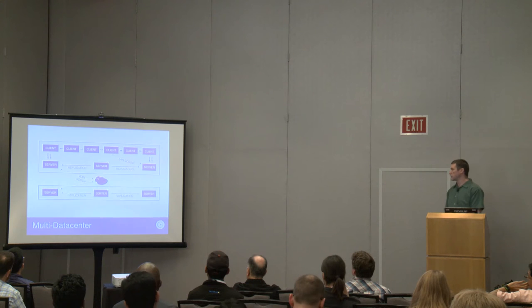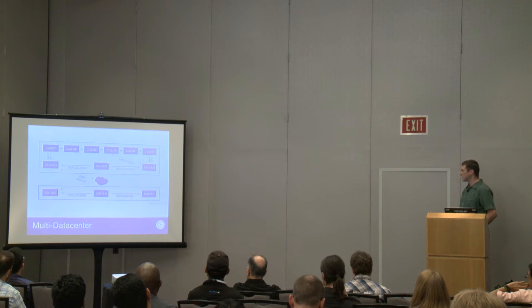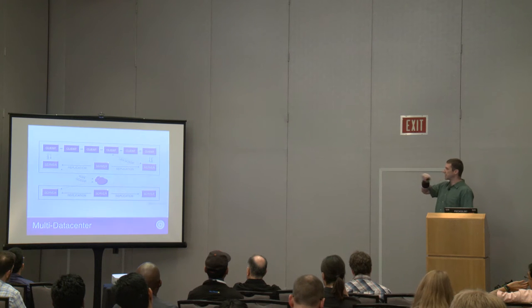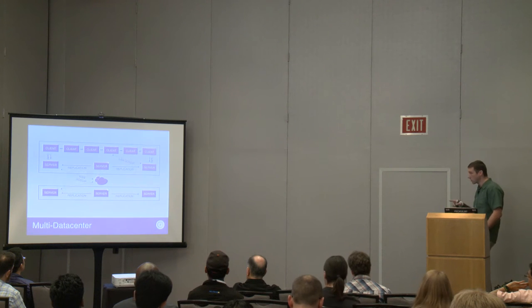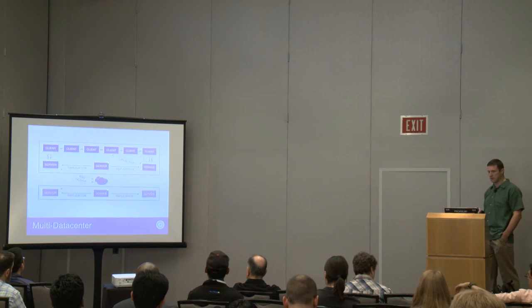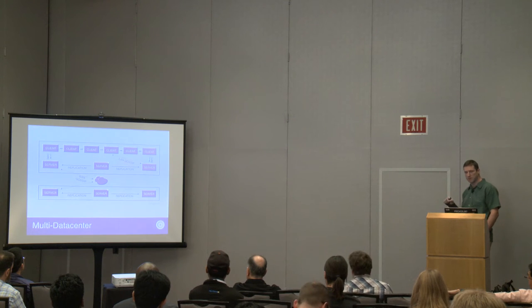In order to decompose problems, or just because of speed of light, you can set up multiple data centers. In this case, servers know how to talk to other servers in different data centers. So the local gossip pool stays within a data center. However, there is a WAN gossip pool that happens between different servers.